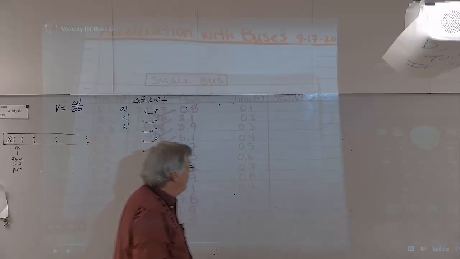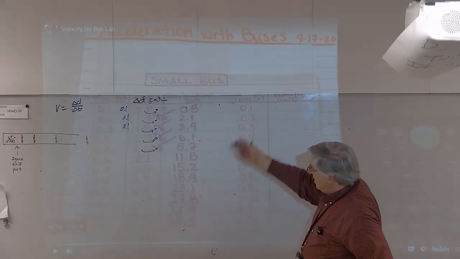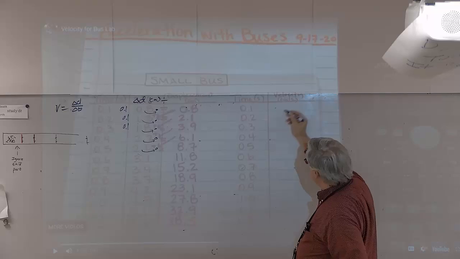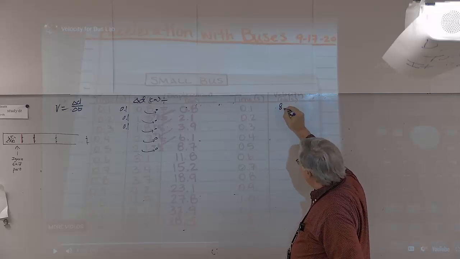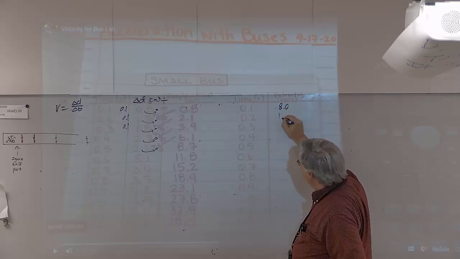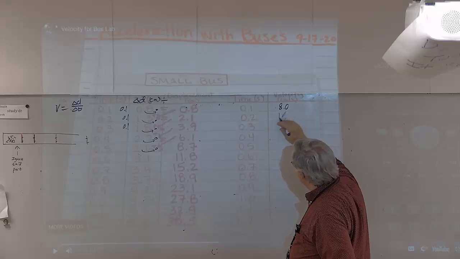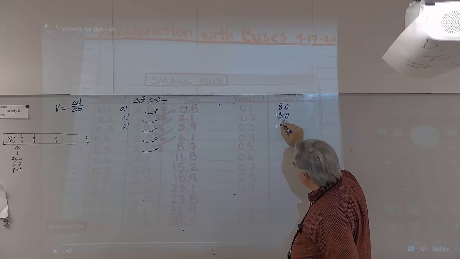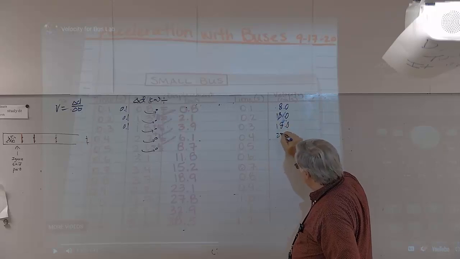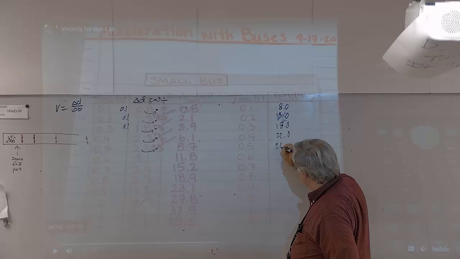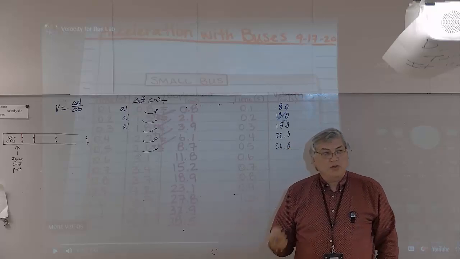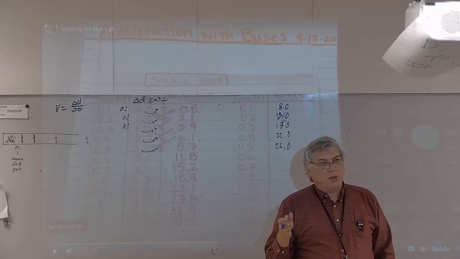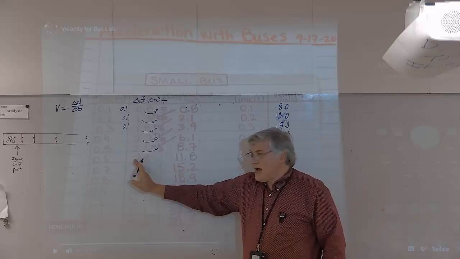And so our velocity, pardon me, from 8.0, 13.0, 18.0, 22.0, 26.0, and so on. So it's easier. You just move the decimal point one place to the right in this column.